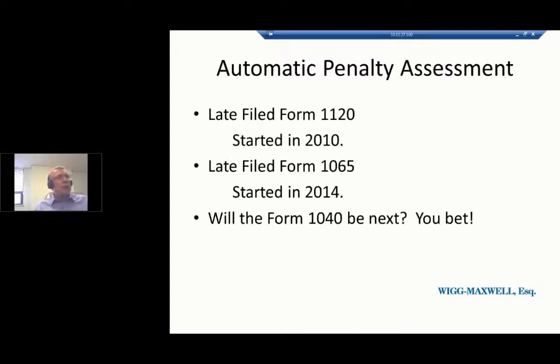The automatic penalty came in about 2010, as I was saying, along with FATCA. But now what that means is that if you were a tax filer and you're a corporation, so you're filing the Form 1120, and you were late in filing the Form 1120, and a 5471 should have been attached to it, the computer will determine that and will automatically generate a notice and mail it to you for payment of the $10,000 penalty.